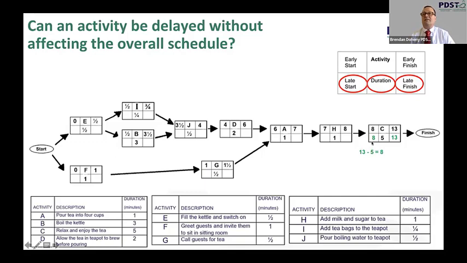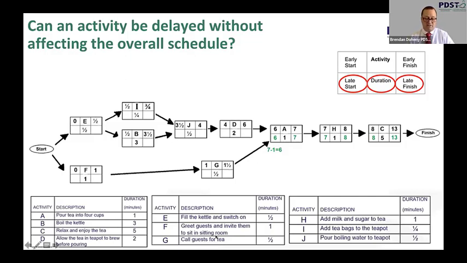But C can only start once H is finished. So the latest H can finish would have to be 8 also. And 8 minus 1 would mean that H, its latest start time would be 7. H can only start once A is complete, once that's finished. So A would have a finish time of 7, bringing us back to saying that A would have its latest start as 6 minutes.